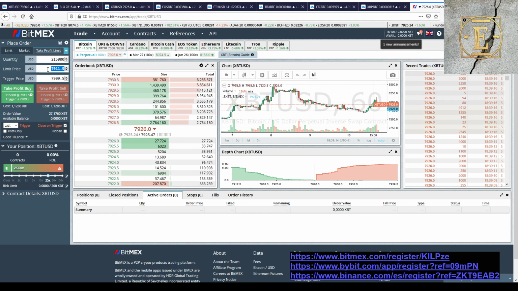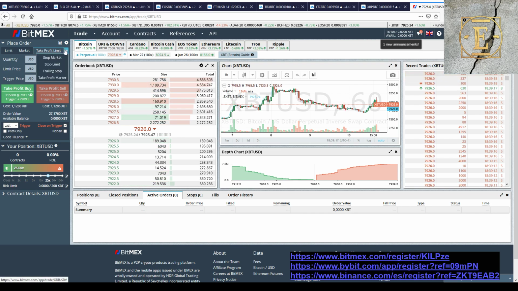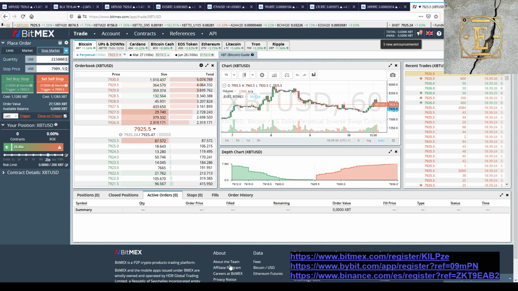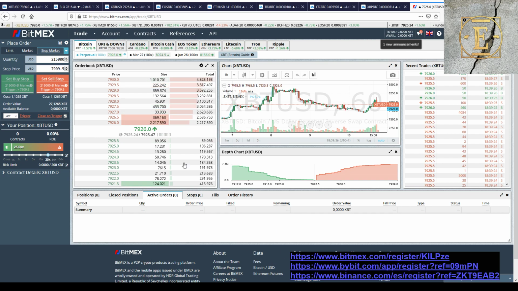This is quite dangerous. Stop orders are better if you don't want to be on the computer. It's better to use the stop market. And if you are on the computer, you can close manually, or you can use the stop limit. But the stop limit is pretty dangerous.